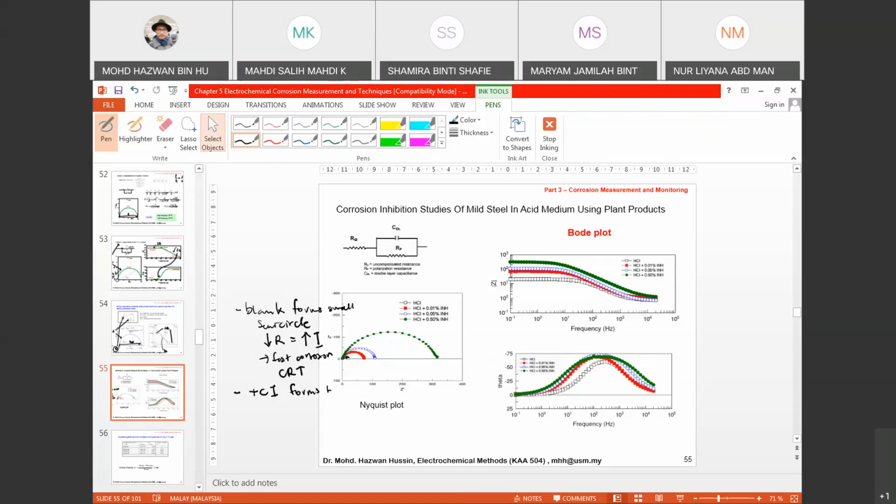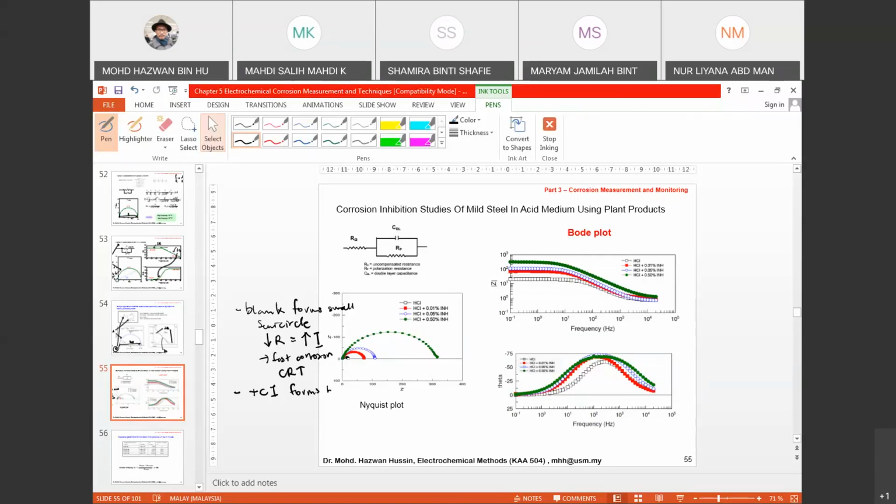And as we've seen over here, from concentration 1 until concentration 3, if you increase the concentration, the resistance will be bigger. So this tells you that the more inhibitors added, the more it will reduce the corrosion process tremendously. The best concentration that we can see over here is at 0.5% inhibitors.